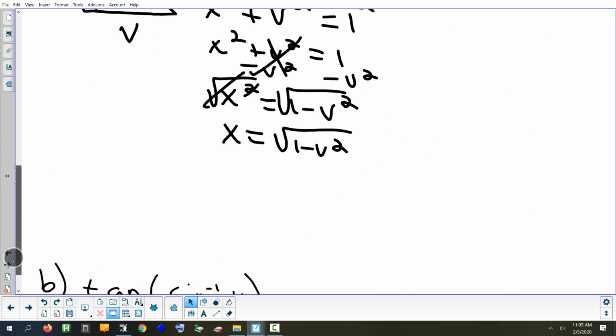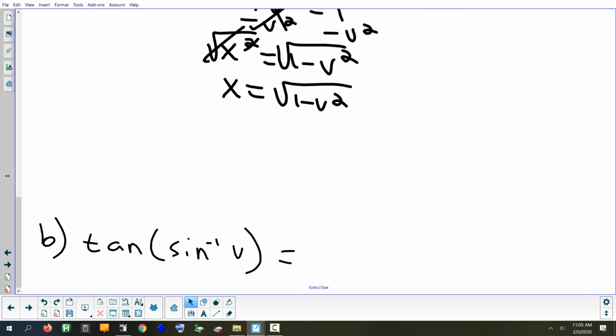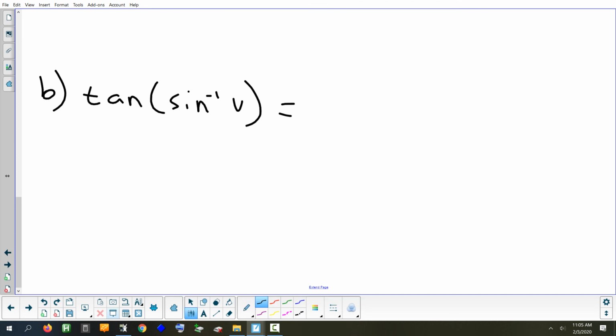So let's try another one again. And now I'm going to ask you some more questions rather than me just doing the whole thing. Which trig function do I want to start with? Inverse sine. Start with that. Inverse sine of v equals, and what do we always set it equal to? Theta. Whenever you do inverse trig, the answer is an angle. What angle? I don't know. It's going to be an angle. In fact, the angle doesn't even matter.